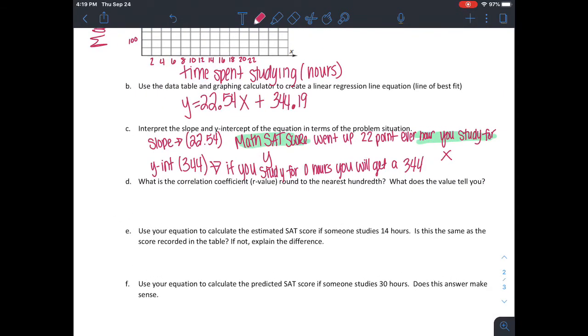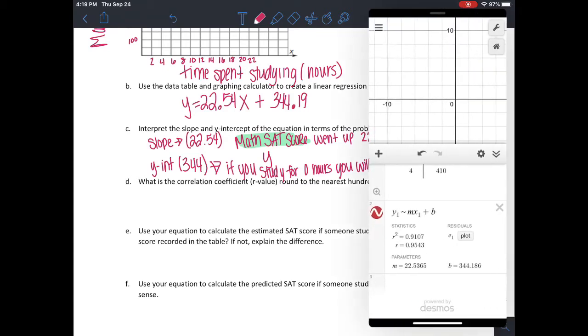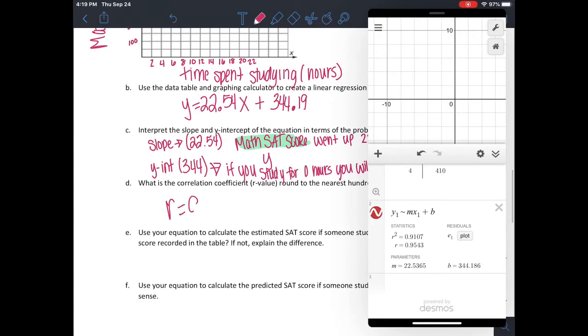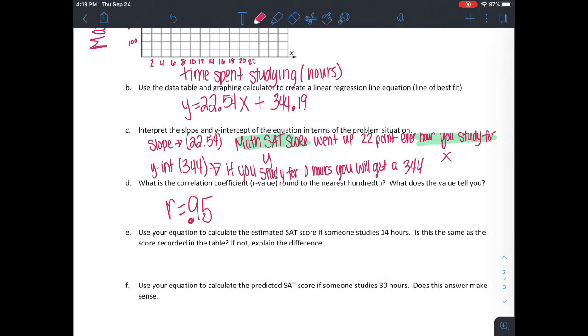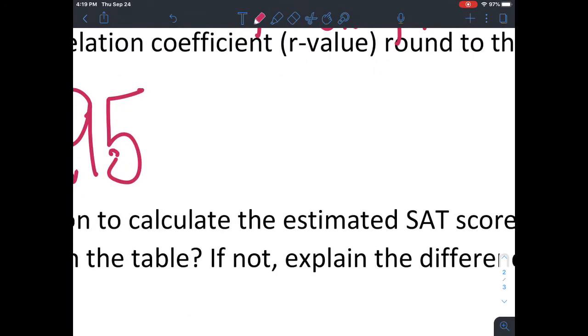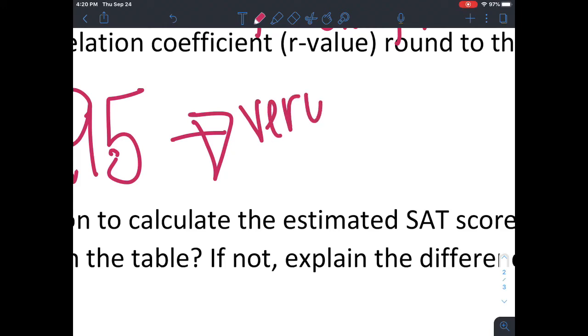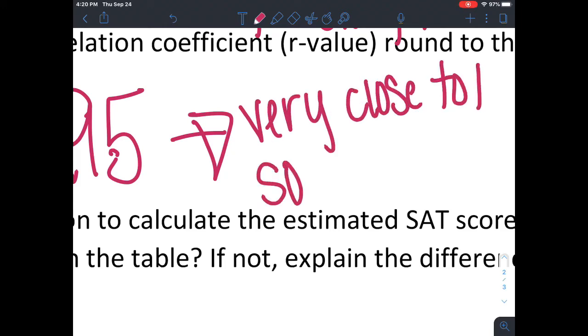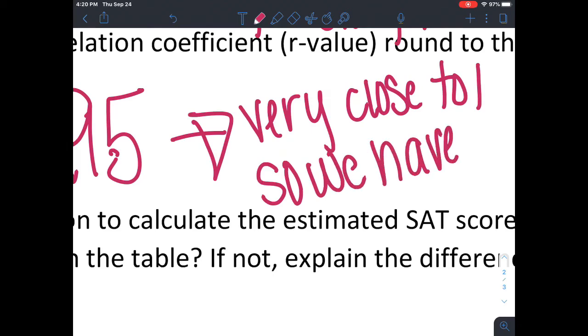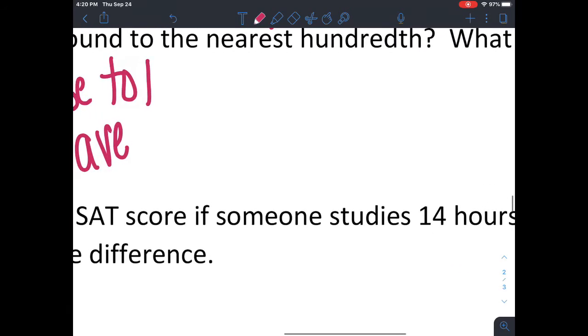Correlation coefficient, that R value, rounded to the nearest hundredth. So we look at Desmos again, and this time our R value is 0.95. Okay, very close to 1. So what does this value tell you? It is very close to 1. So we have a pretty accurate line of best fit.